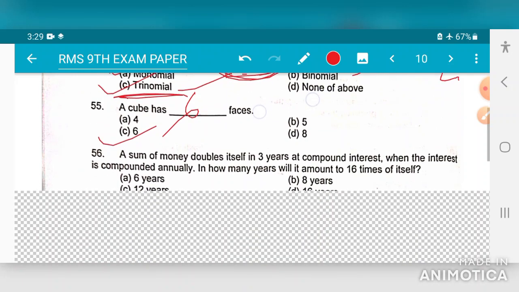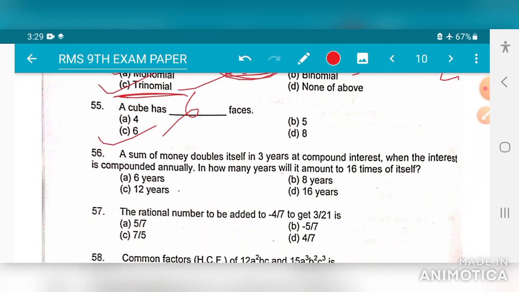See answer. A sum of money doubles itself in 3 years at compound interest. Very good question. When the interest is compounded annually, in how many years will it amount to 16 times of itself? Very interesting question this one.